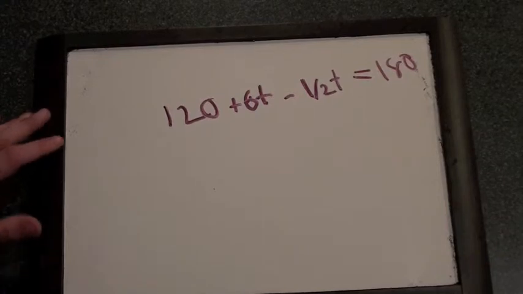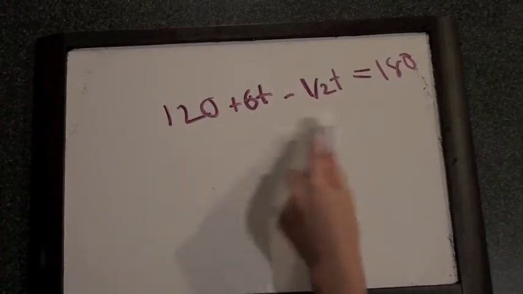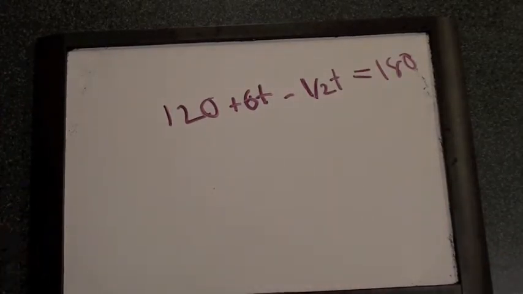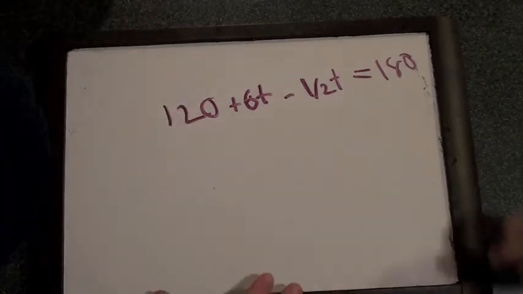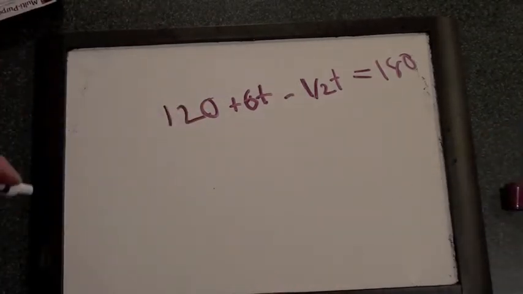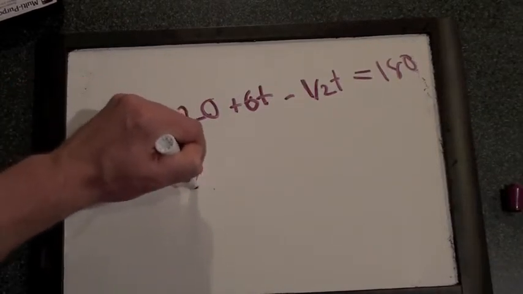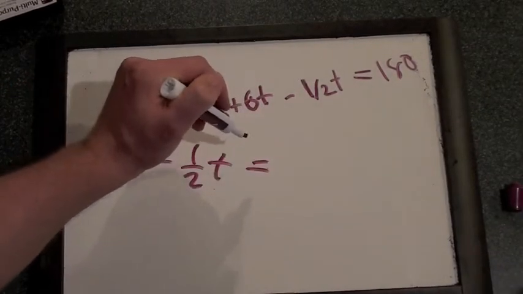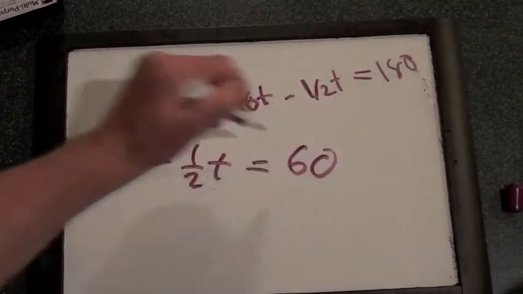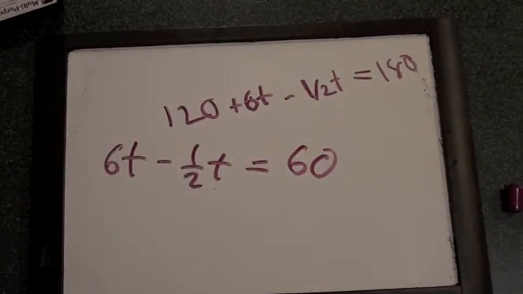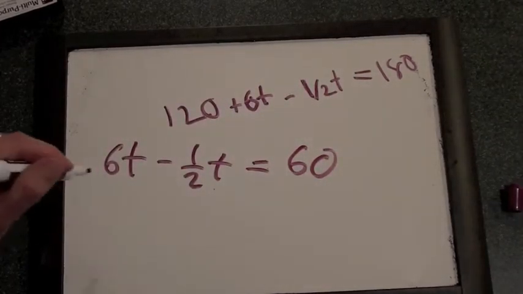Okay? So we could subtract 120 from both sides. Tell you what, let me write that. I'll write for you. You just tell me what to do. Subtract 120 from both sides? 6t minus 1/2 t is 60. So 5.5 t is 60.